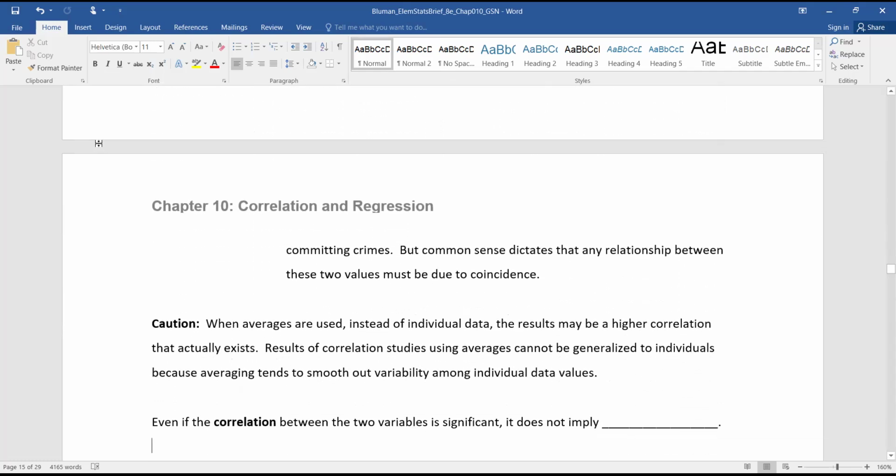So there is a little bit of caution here. When averages are used instead of individual data, the results may show a higher correlation than actually exists. Results of correlation studies using averages cannot be generalized to individuals because averaging tends to smooth out variability among individual data values. So even if the correlation between the two variables is significant, it does not imply causation. That's a big statement there. Even though our evidence might show a relationship, it just shows that there's a correlation, but does not show that it's a causation.